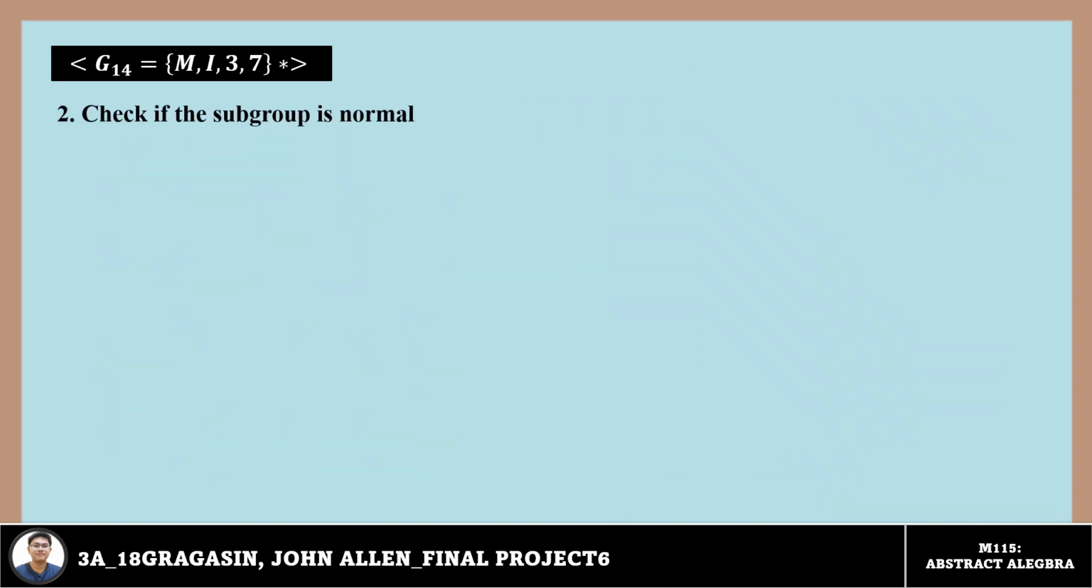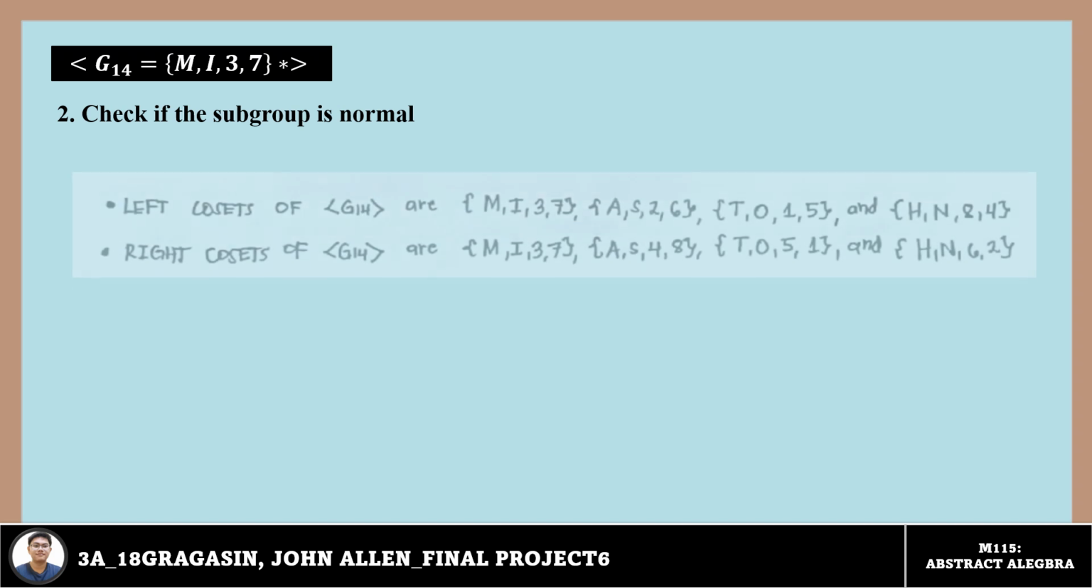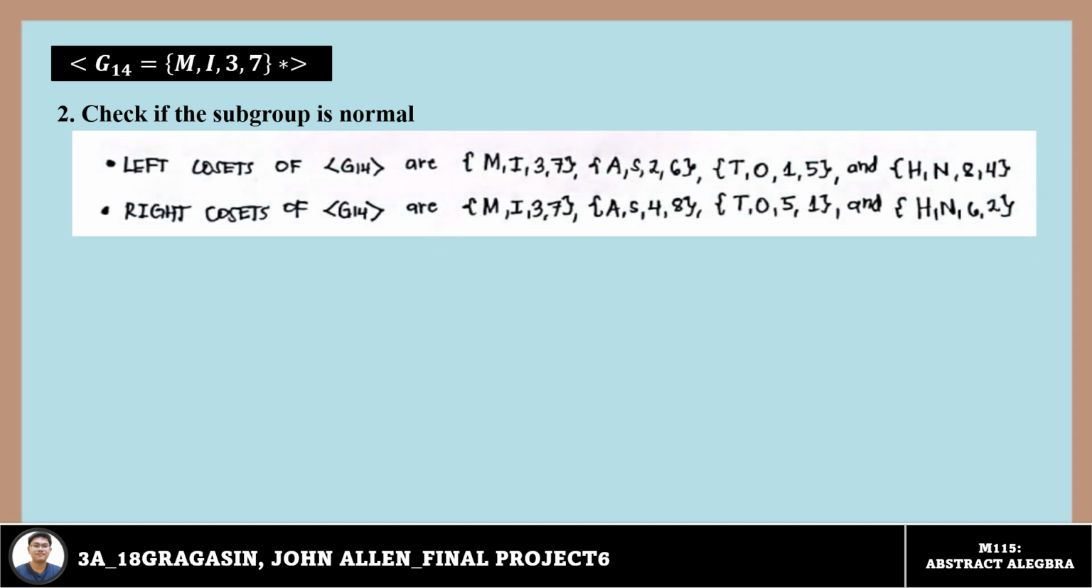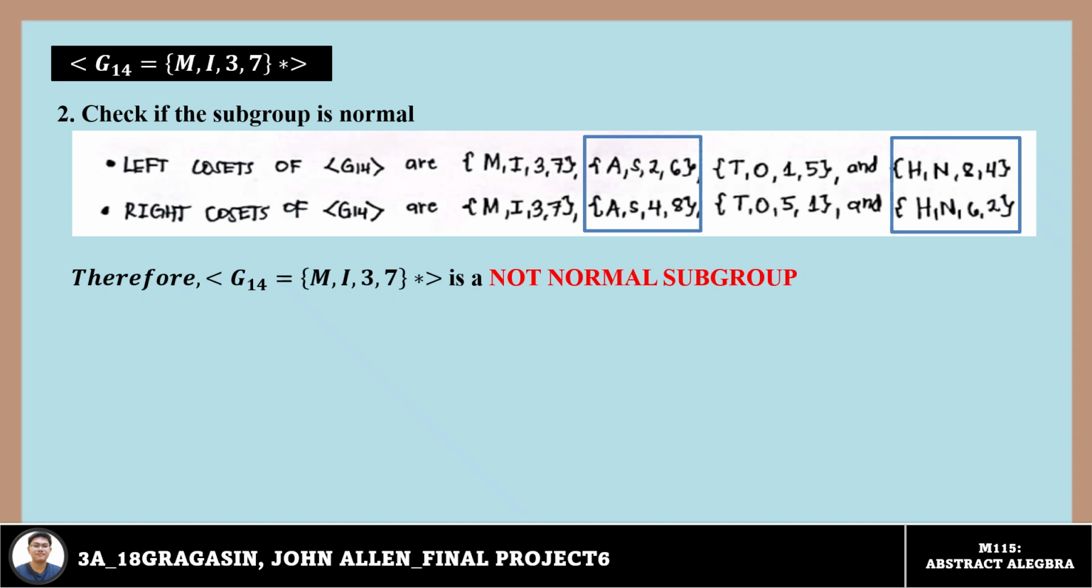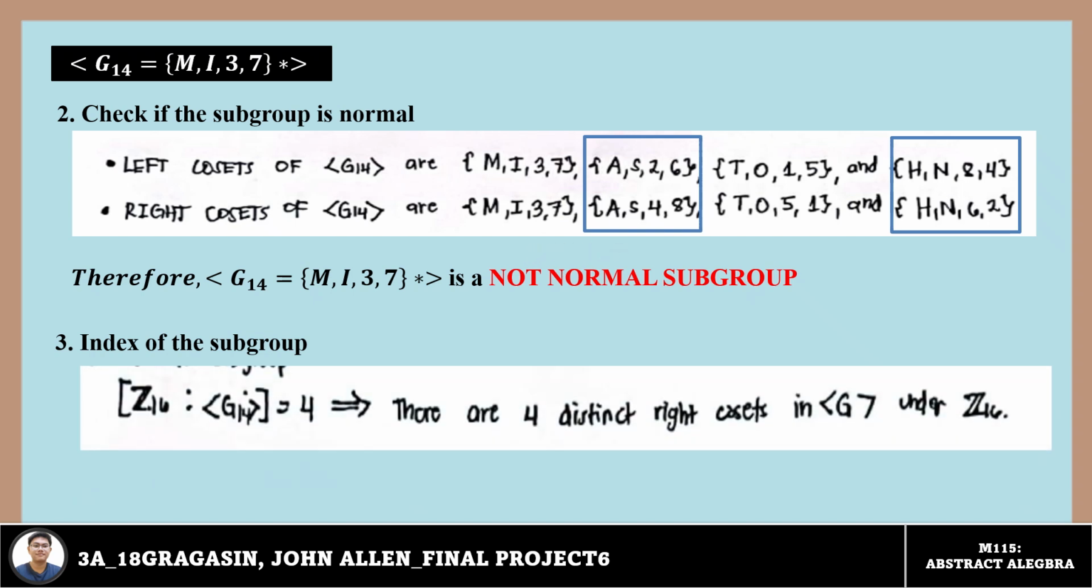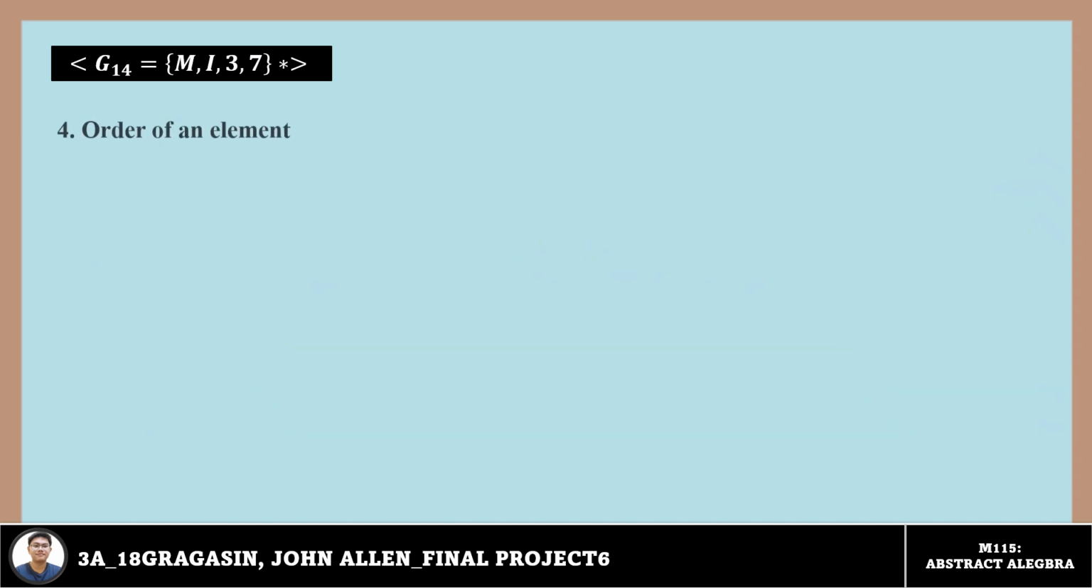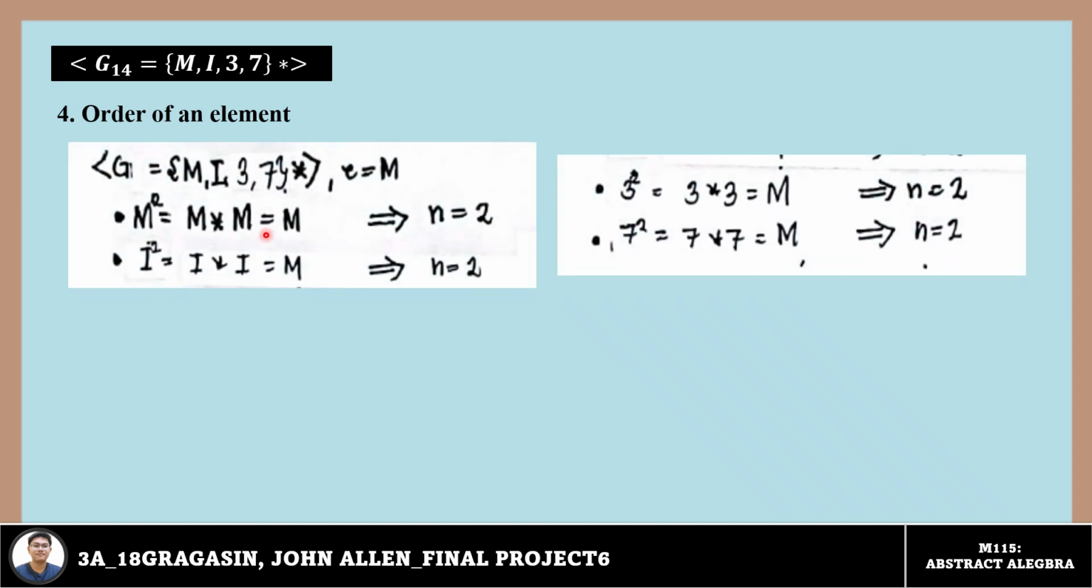And then we check if it is a normal subgroup. Since, as you can see here, some of the elements are not equal, therefore we conclude that G sub 14 is not a normal subgroup. And then since we have four right cosets, therefore the index of the subgroup is 4. And then for the order of an element, we have this. For M, we have 2.